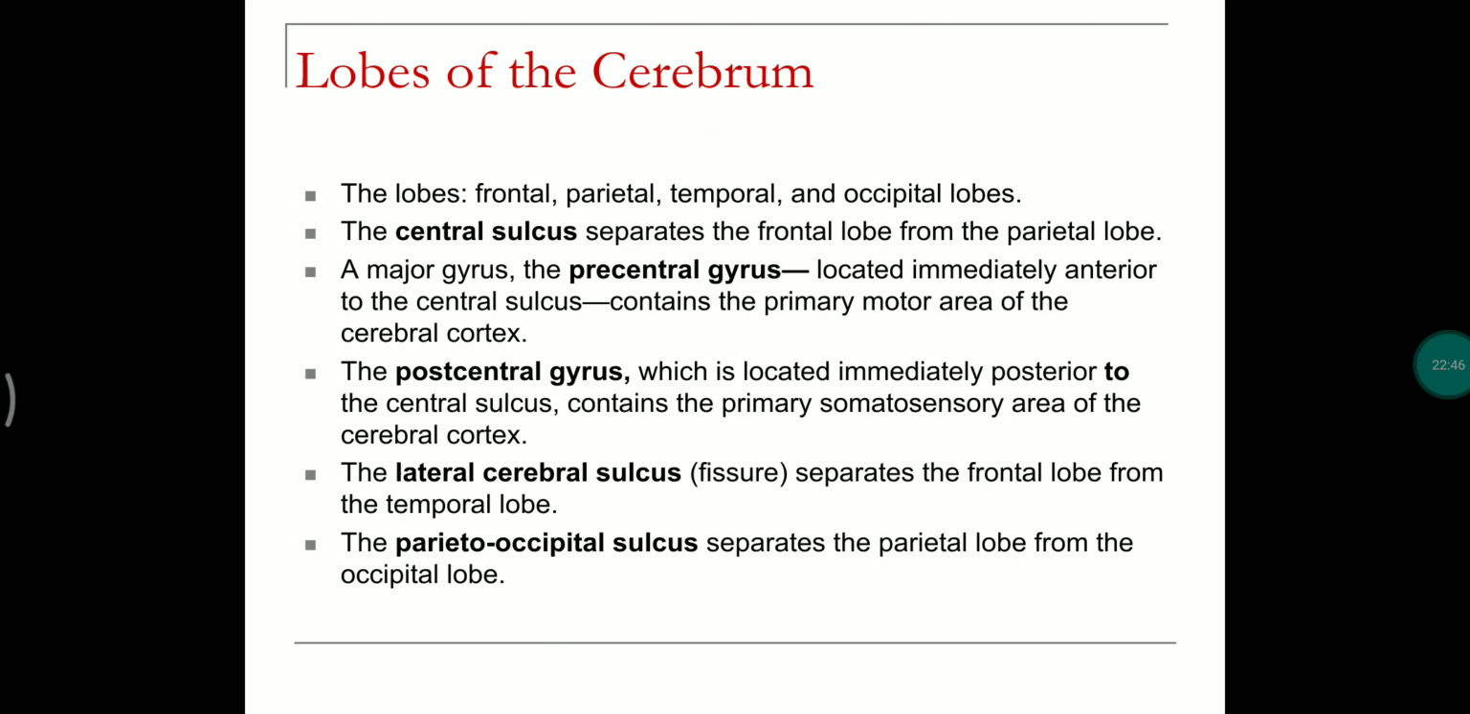And coming to the lobes of the cerebrum, it is divided into 5 lobes, and they are named by means of the bones present in the cranium. The lobes are the frontal lobe, parietal lobe, temporal lobe, occipital lobe, and the fifth one is the insula. The central sulcus, the central deep groove, separates the frontal lobe from the parietal lobe.